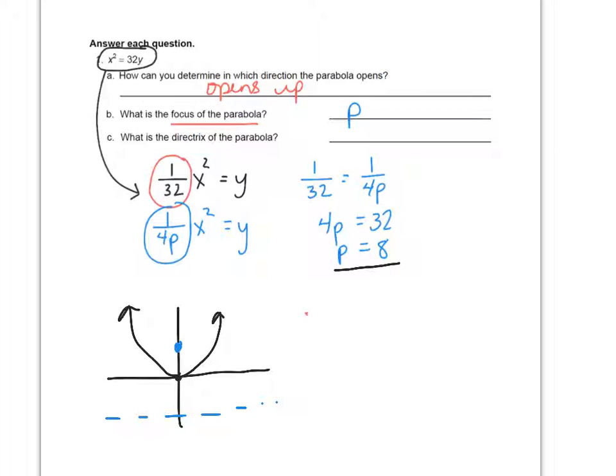Now we know that the focal length is 8, so this distance right here is going to be a total of 8. So that gives me an ordered pair of (0, 8). The directrix is going to be the same number of units in the opposite direction. So that's going to be the horizontal line y equals negative 8. If you sketch out a picture of the parabola, it's going to help you write these coordinates.